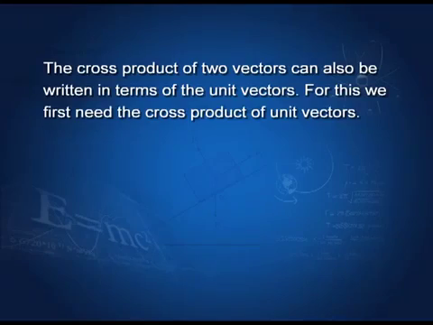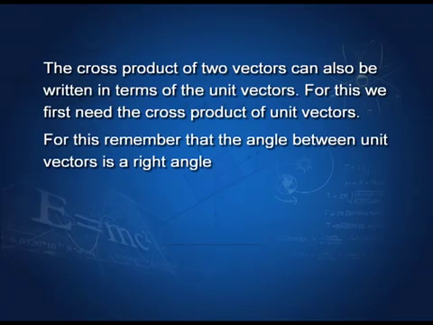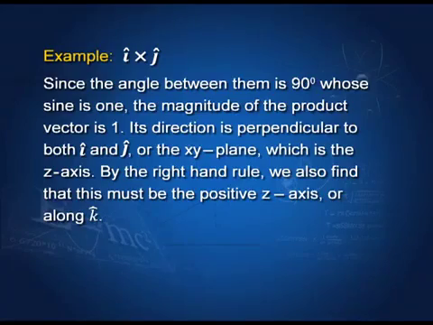The cross product of two vectors can also be written in terms of the unit vectors. For this, we first need the cross product of unit vectors themselves. For this, remember that the angle between unit vectors is right angle, that is, angle between i cap and j cap is right angle, angle between j cap and k cap is also right angle. And if we remember this, then i cap cross j cap you can easily get is equal to k cap. Why? Because the angle between them is 90 degrees, and the product has to be perpendicular to both i and j, and that is the z direction, and the unit vector in the z direction is k cap.